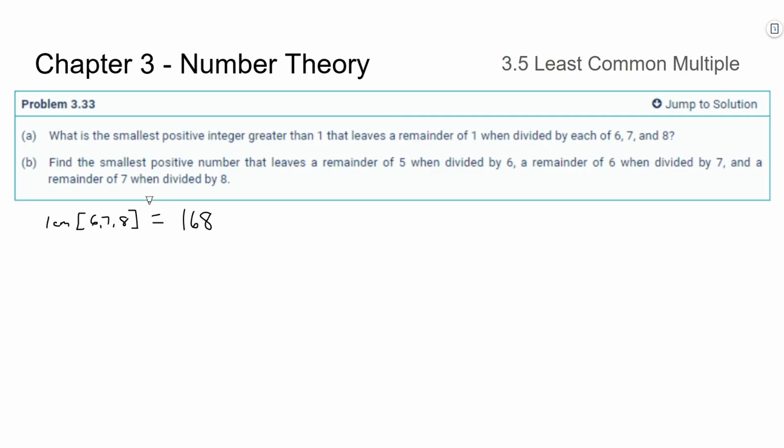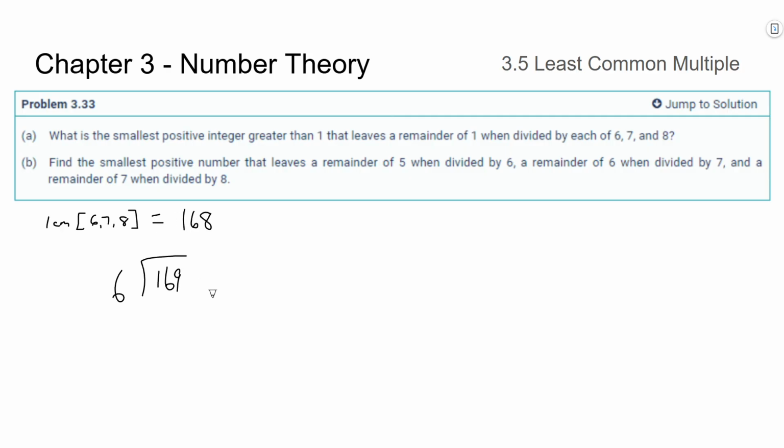So if we do 168 divided by 6, we would get 0 remainder. If we do 168 divided by 7, we get 0 remainder, and same with 8, because they're multiples of all 3, so they have to give us 0 remainder. So what would give us 1 remainder? Well, what would happen if we just added 1? And we said 169 divided by any of these numbers. So divided by 6, let's say.